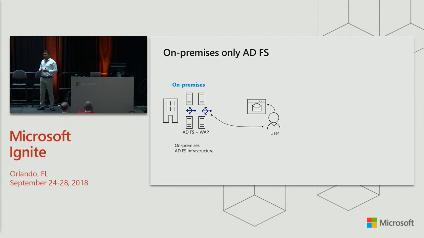But let's think about the scenario where this can go wrong and you lose connectivity to your on-premises resources for whatever reason. In that scenario, if the user tries to access the resource, he will not be able to do so. Now, how do we make sure that this does not impact the productivity of your users?